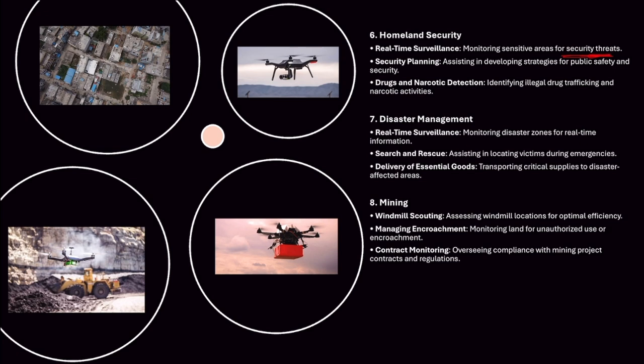And we can also see if there is illegal drug trafficking going on, or narcotic activities, because in some places where nobody is there, maybe these types of things might happen. So clear-cut surveillance would be there.